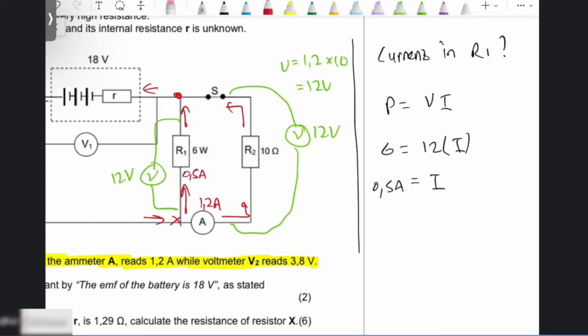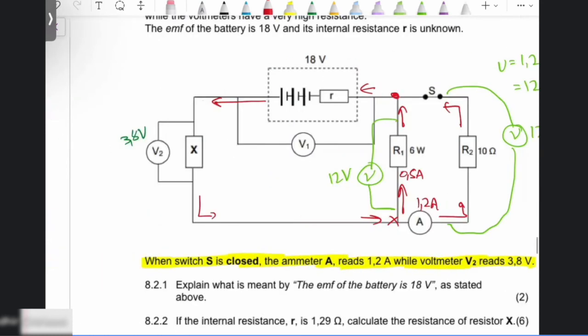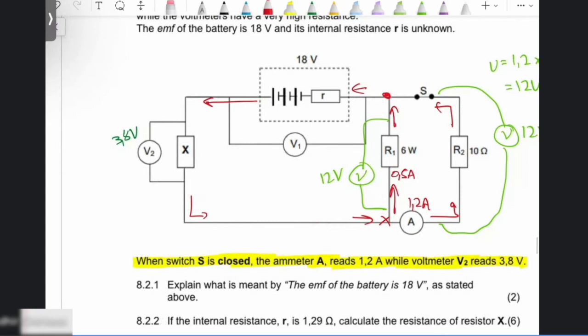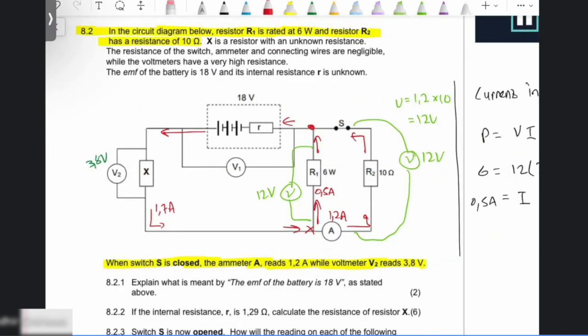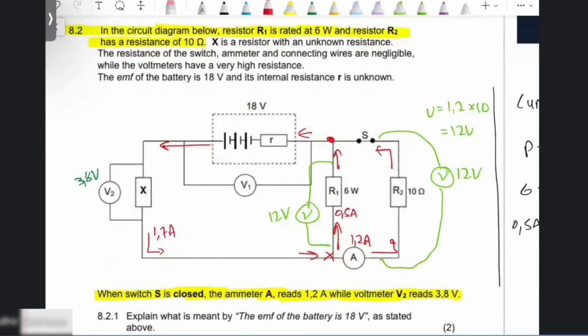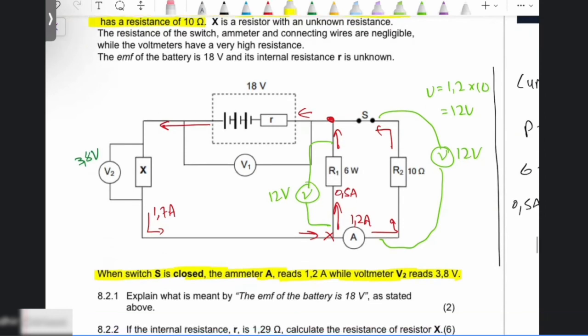Done. What does that then tell us? That tells us that our total current flowing through the entire circuit is 1.7 amps. So that is, without us actually looking at the question, it's just things that we could see immediately from this particular circuit. All right, let's go and answer the questions.